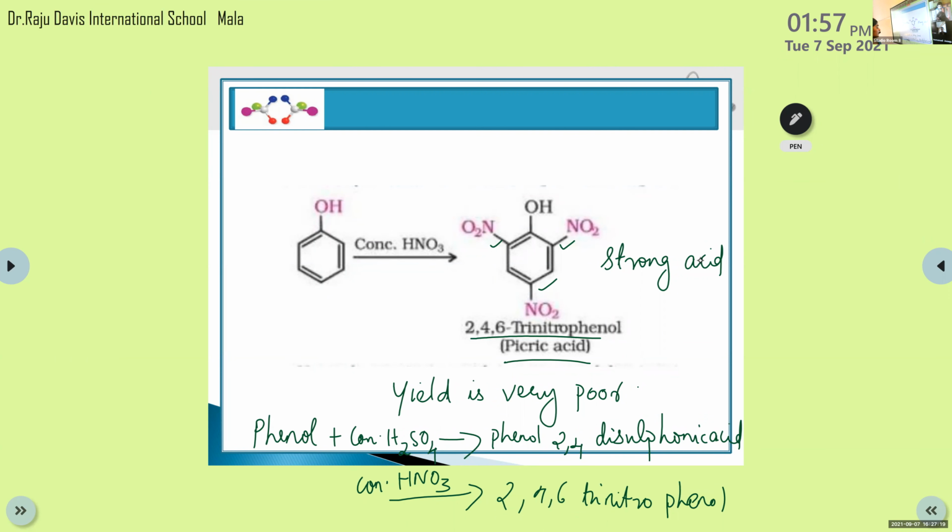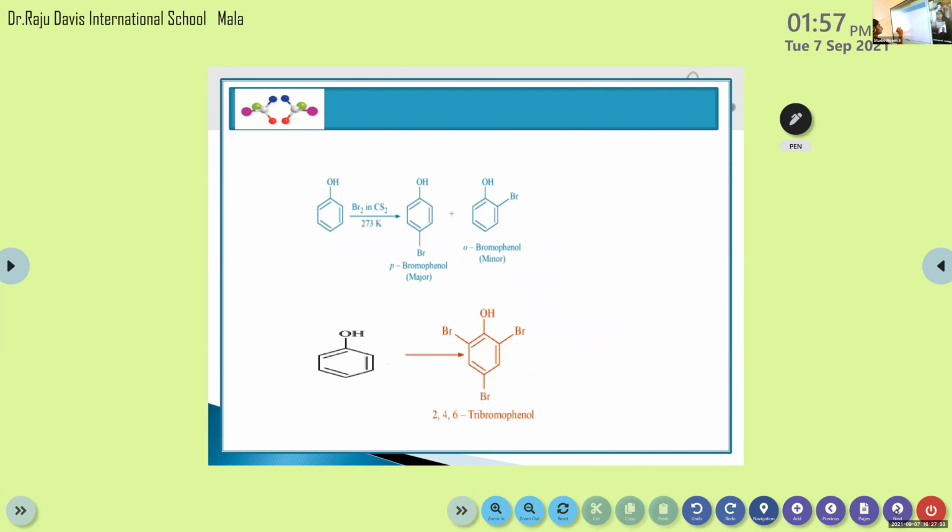That's about nitration. Have we completed this one? Yes. Then one more thing, that's halogenation. It's also similar, only the reagents change. Here it is bromine in CS2. CS2 is carbon disulfide. So here the same phenol molecule, only the reagents change. Bromine in carbon disulfide is the reagent used. Here also para-bromophenol and ortho-bromophenol will be obtained. Para is the major product.